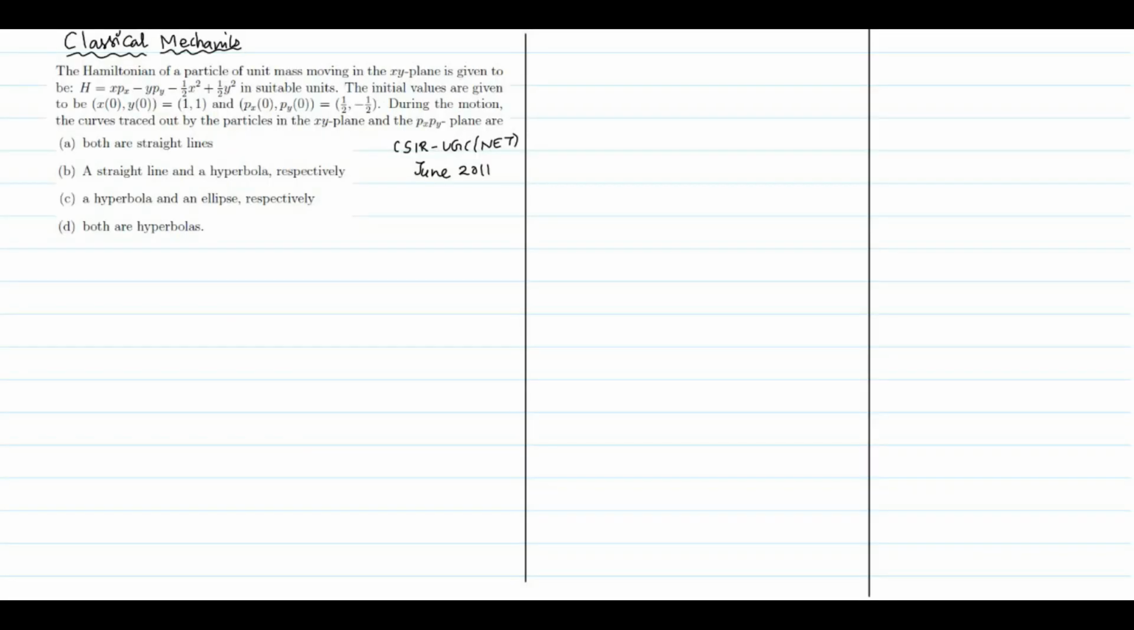problem which is asked in CSIR UGC NET June 2011. The problem is: the Hamiltonian of a particle of unit mass moving in the xy plane is given to be H = x px - y py - (1/2) x² + (1/2) y² in suitable units.